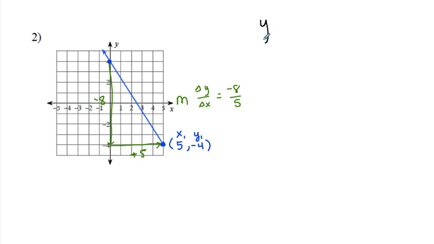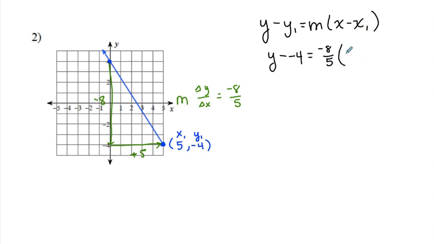So I'm going to think about my equation, y minus y1 equals m times x minus x1. And I'm going to plug in what values that I have. So my y sub 1 is negative 4. So I'm going to write y minus negative 4. My m value is negative 8/5. And my x sub 1 value is 5. So x minus 5.